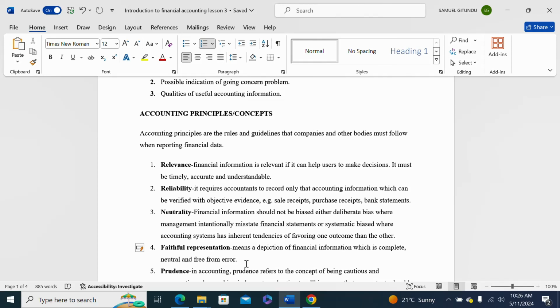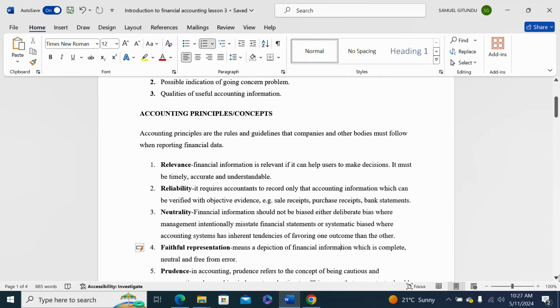And then that information is neutral. Neutral means that it is not either pessimistic or optimistic, and it is not biased. And then that information is free from error.